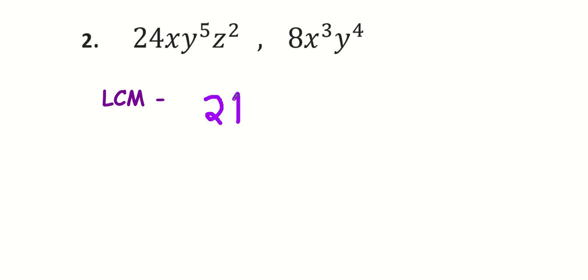It ends up being 24. Remember, 24 is a multiple of 24, so don't forget to factor that in. Pun intended. And then we move on to the variables. X and x to the third. Which one's larger? Which one has the larger power? Well, of course, 3 is larger than, technically, it's a 1 there.